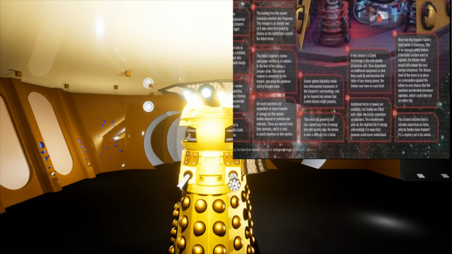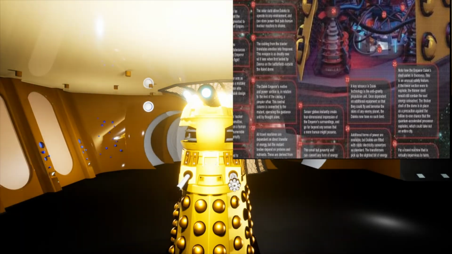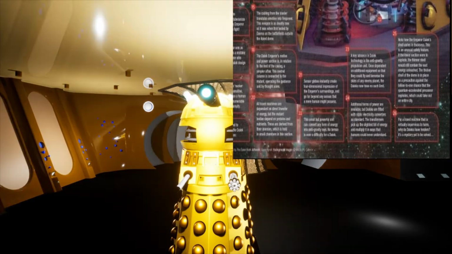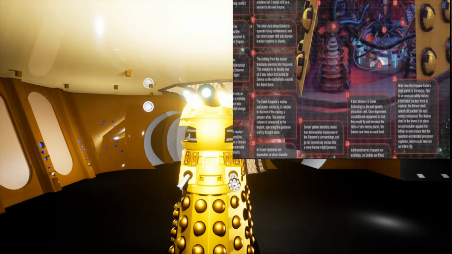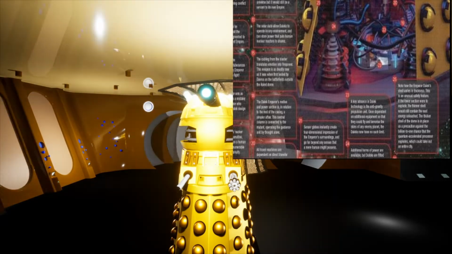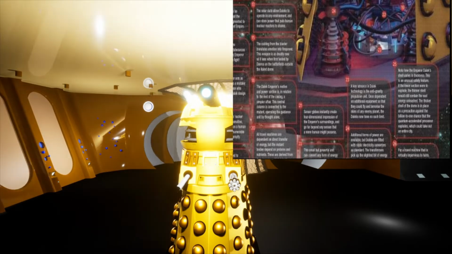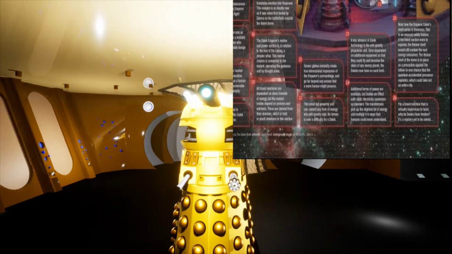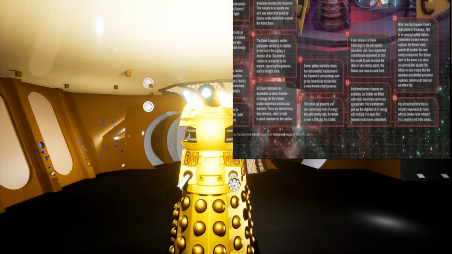Rough terrain is a difficulty for a Dalek, so that's why the engines and mechanics down below my casing are there for acceleration purposes and flight control. A key advance in Dalek technology is the anti-gravity propulsion unit. Once dependent on additional equipment so that they could fly and terrorize the skies of an enemy planet, the Daleks now have no such limits.